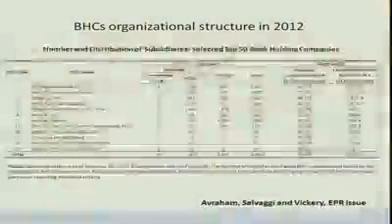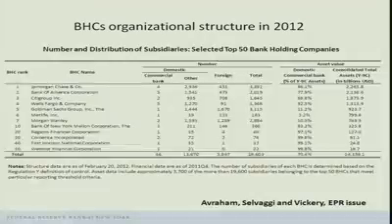This is another picture, a table from another contribution from my colleagues Abraham, Selvaggi, and Vicari. This is another snapshot, in 2012, that tries to give you some more details about the organizational structure of the top bank holding companies. I don't know how well you can see here, but the printout should help. From top to bottom, the largest bank holding companies: JP Morgan Chase, Bank of America, Citigroup, and so forth and so on.